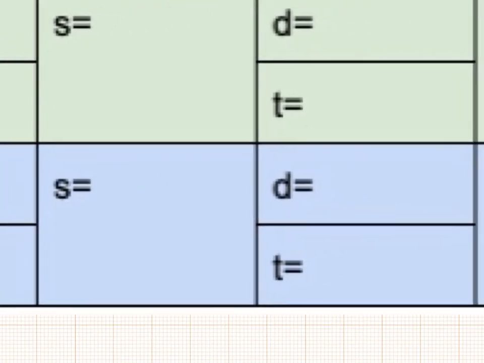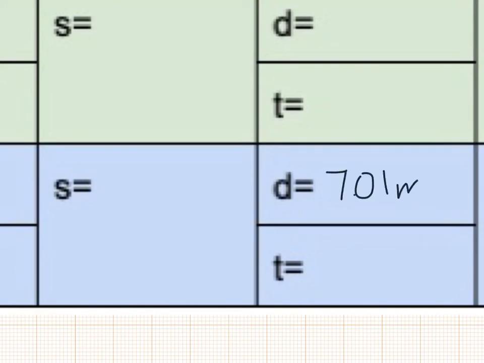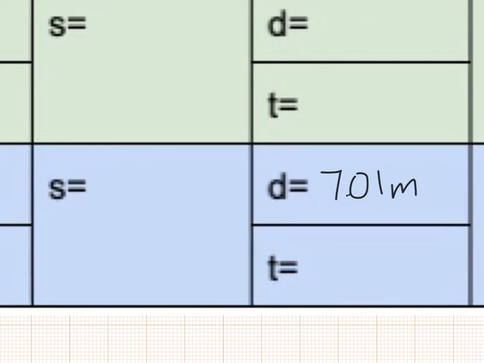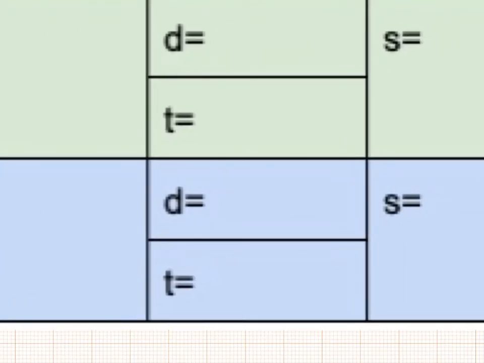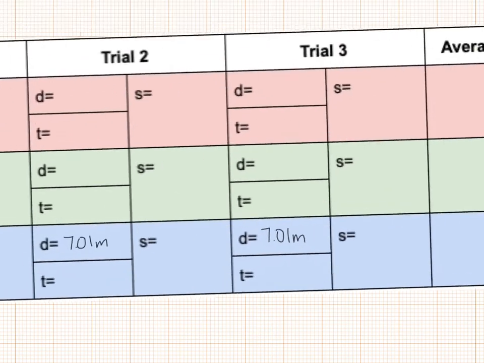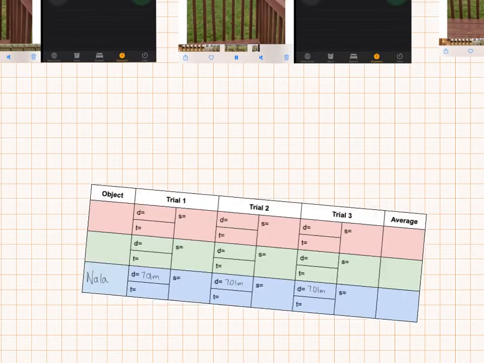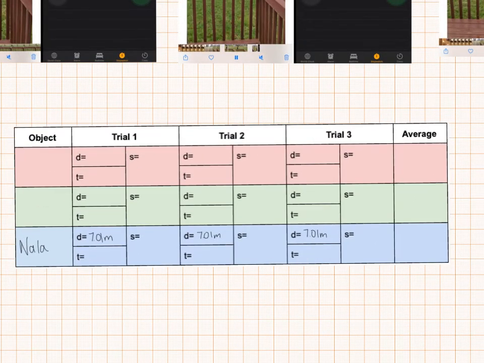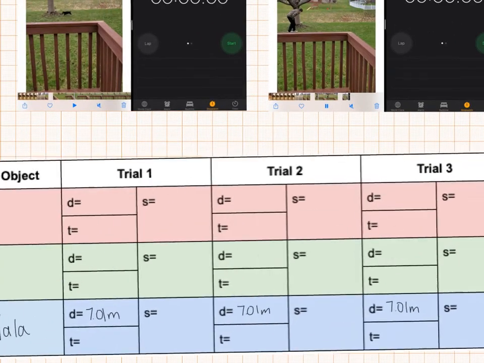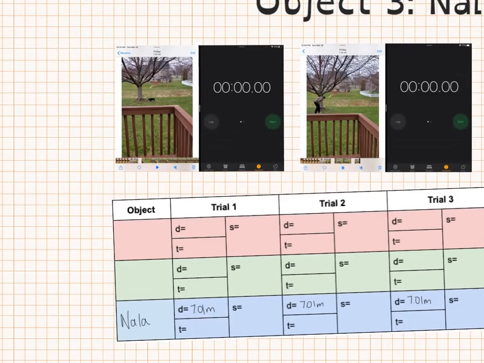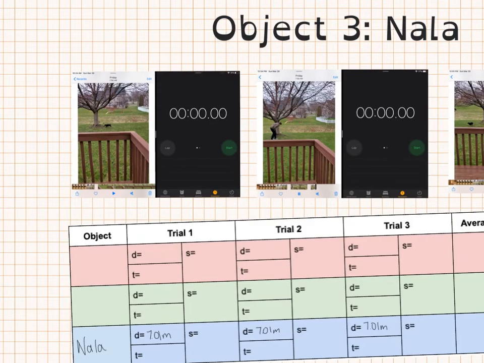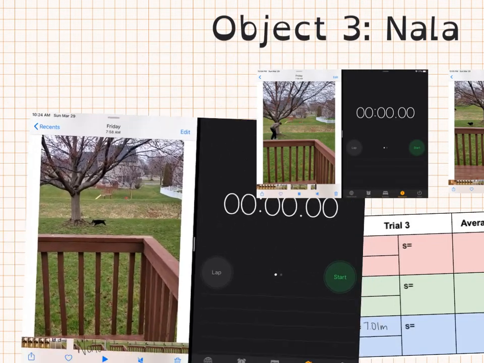And I can go ahead and fill that out with all of my boxes. So 7.01 meters. That was how far it was when they went tree to tree. And last one, 7.01 meters. All right, good deal. So let's go back and calculate and see how fast Nala is. What is her speed? All right, video number 1. That was the one that we just watched.